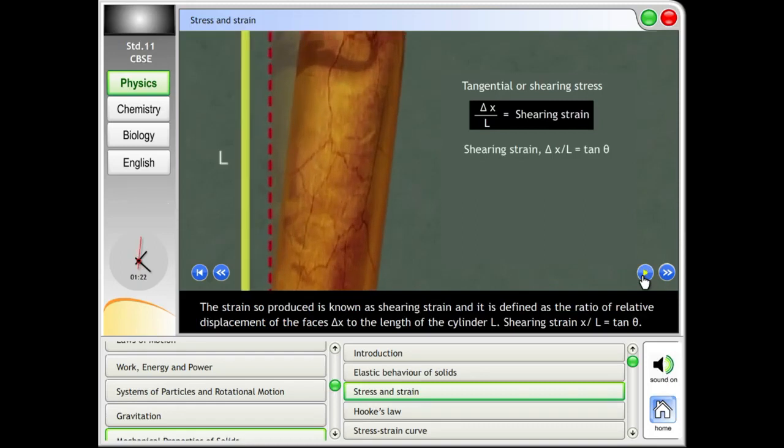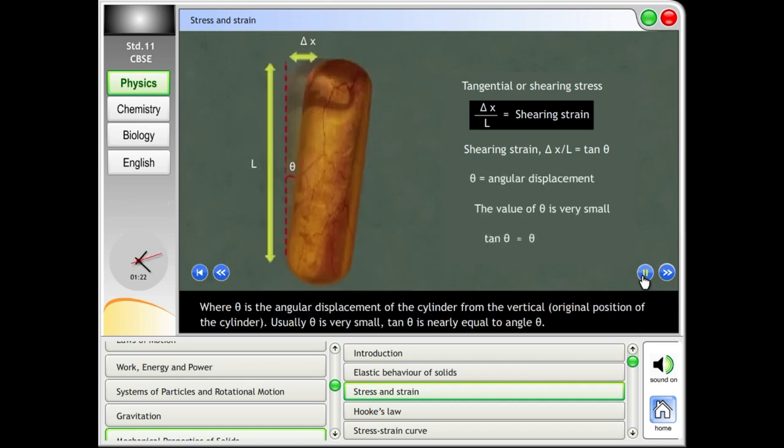shearing strain, and it is defined as the ratio of relative displacement of the faces, delta x, to the length of the cylinder, L, where theta is the angular displacement of the cylinder from the vertical, original position of the cylinder. Usually, theta is very small, so tan theta is nearly equal to angle theta.